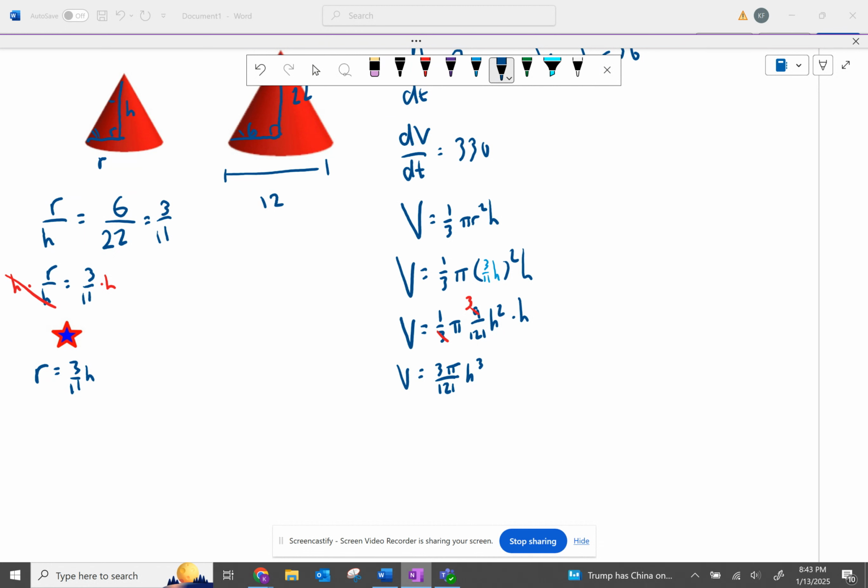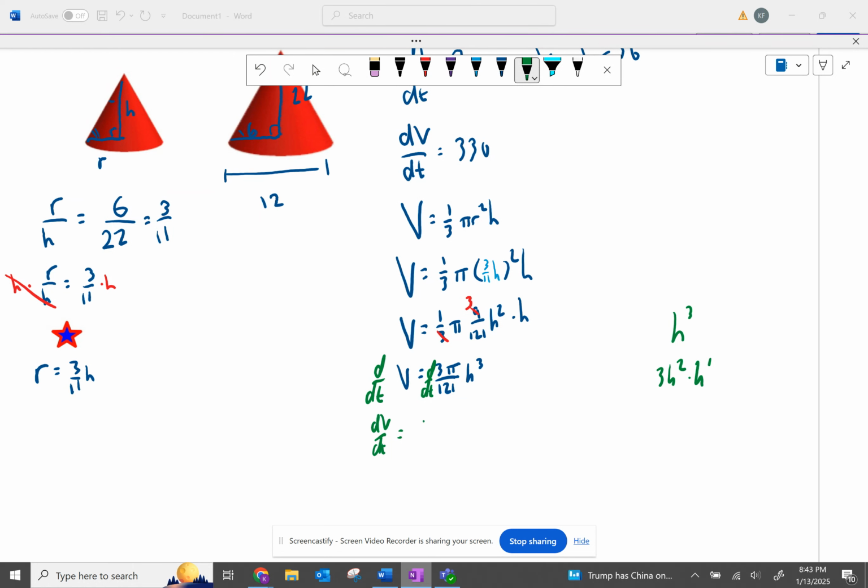Now that I have an equation that relates the volume to the height, and it's all in terms of one variable, now we can differentiate both sides. So I'm going to d/dt both sides. So now the rate of change of the volume with respect to time is whatever the derivative of the other side is. Now the only thing you really need to worry about is this h cubed, right? The derivative of h cubed is going to be 3h squared times dh/dt, which I'm just calling h prime. So I'm just going to multiply by 3.